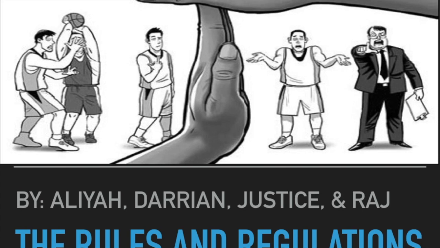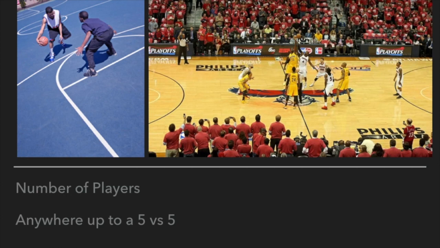These are extremely important because you can't play the game of basketball without understanding and having a grasp of the basic rules and regulations. So going right into it, we have to talk about the number of players. You can have anywhere from 1 to 5 players on the court for each side of the team. It's very basic, it's very easy to understand.